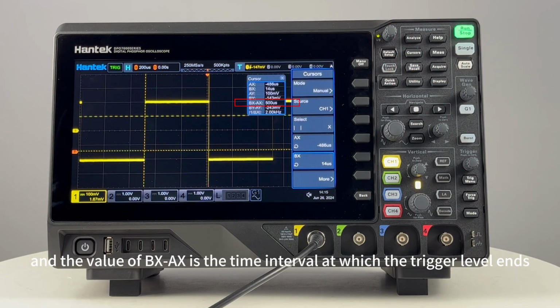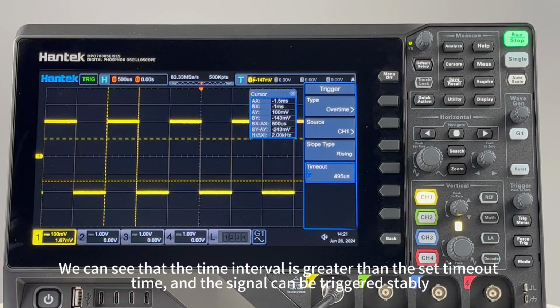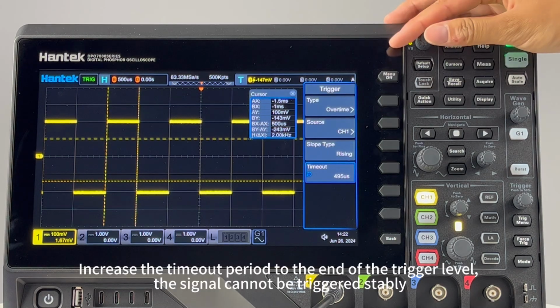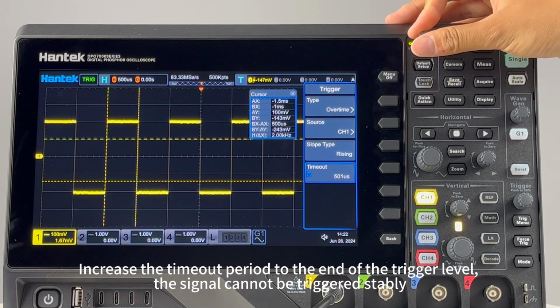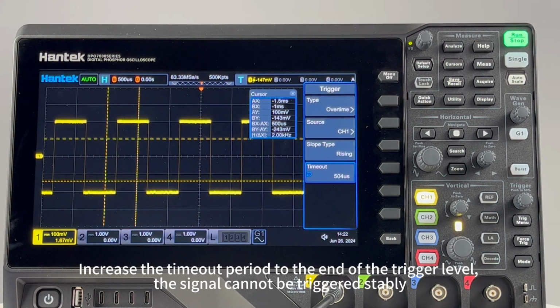The value of BX minus AX is the time interval at which the trigger level ends. We can see that the time interval is greater than the set timeout time, and the signal can be triggered stably. Increasing the timeout period beyond the time interval at the end of the trigger level, the signal cannot be triggered stably.